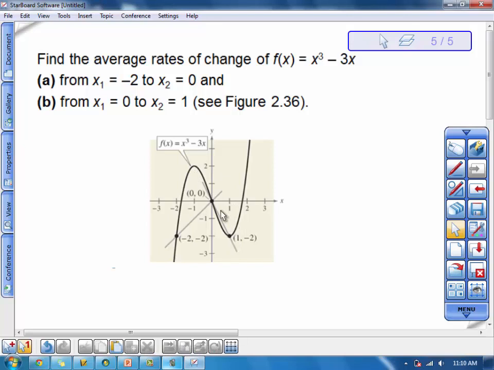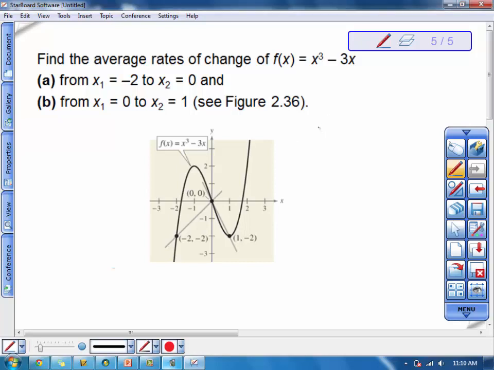Okay, but I also want to find average rates of change. This is the function f of x equals x cubed minus 3x. I want to find the average rate of change between 2 points. The average rate of change is just slope. So the average rate of change between -2 and 0 is just the slope between those 2 points. So what we're going to do is take those 2 points. One's -2, and the other is 0, 0, and find the slope.